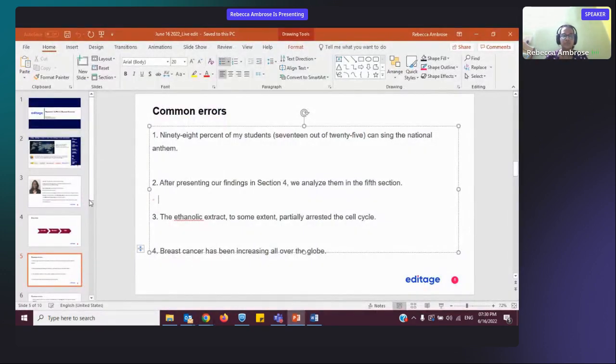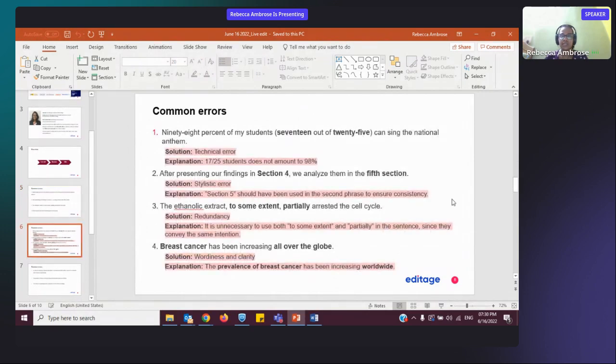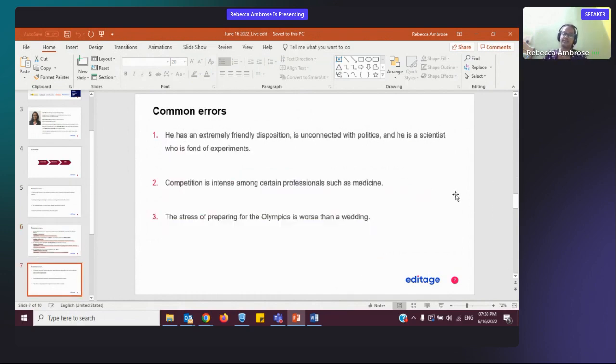Okay, so we'll move on to the next. There was a technical error over here. It does not come up to 98 percent. And like we said, there's a consistency issue here, a redundancy issue here, and a readability and clarity issue here. Now the next one, we've already exceeded our time, but maybe I will just explain what the issue is with these sentences.